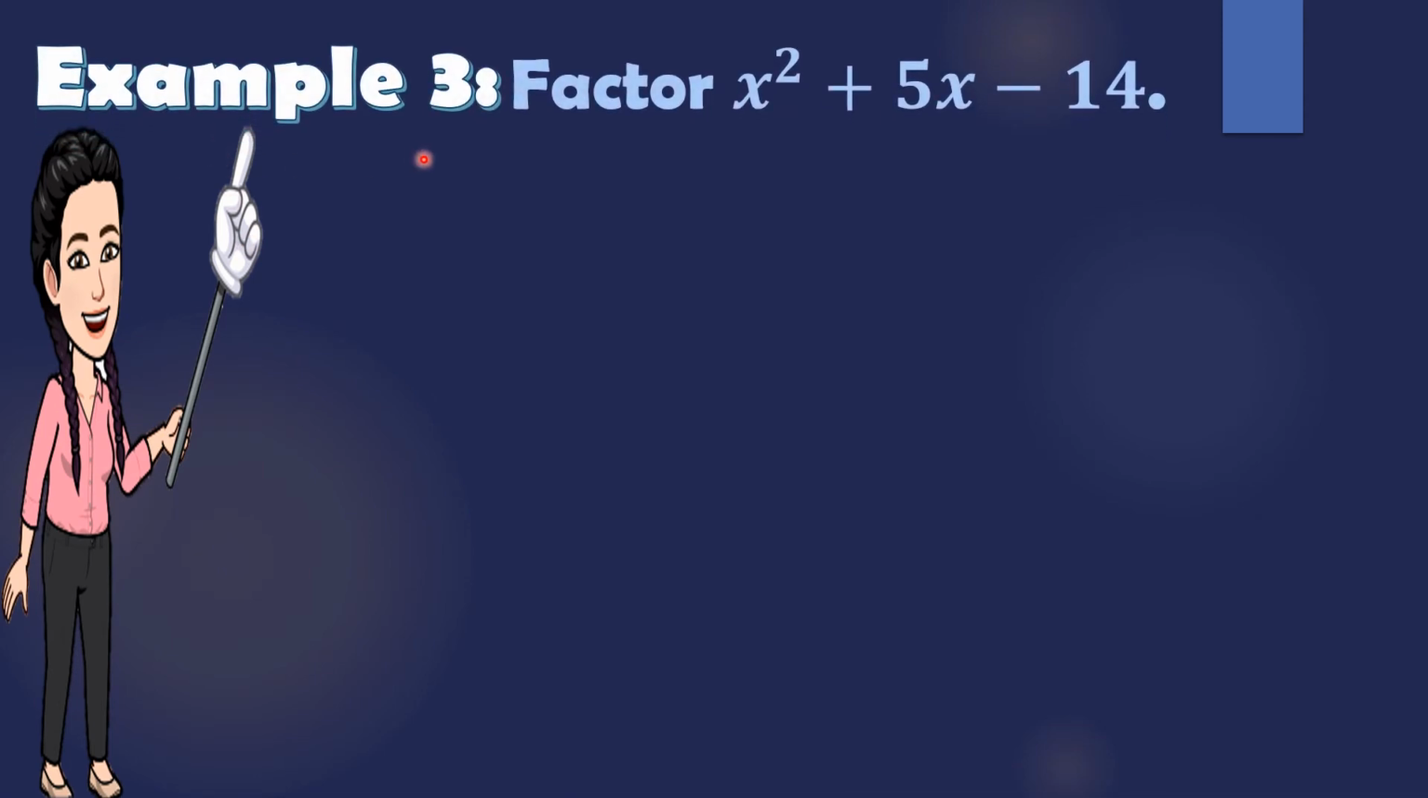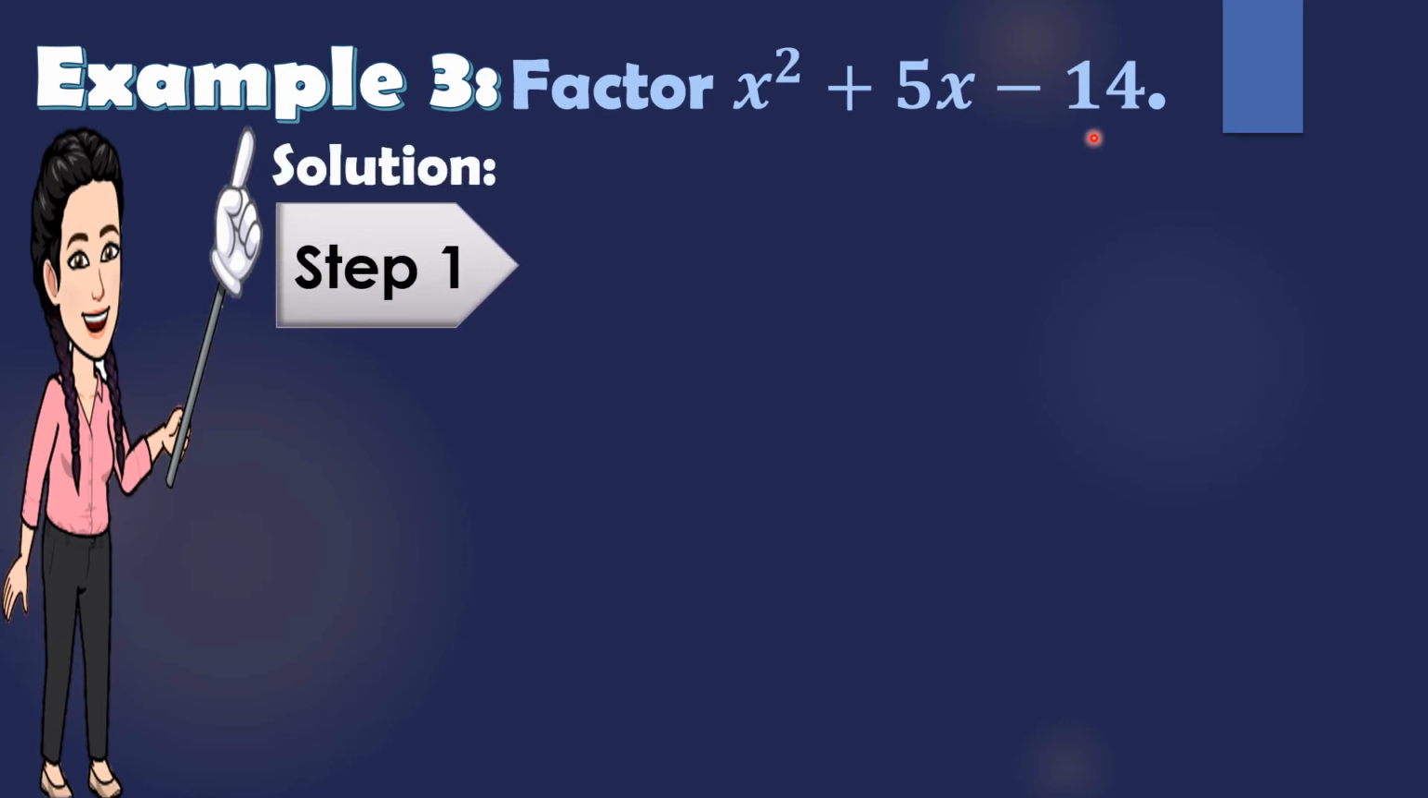For number 3, we are going to factor x squared plus 5x minus 14. Step 1, think of two numbers whose product is negative 14. Kapag negative to at product ang pinag-uusapan, ibig sabihin ang isang factor ay positive at ang isa naman ay negative. Since positive ang middle term, ibig sabihin, dun sa dalawang factors na yon, dapat mas mataas ang positive.